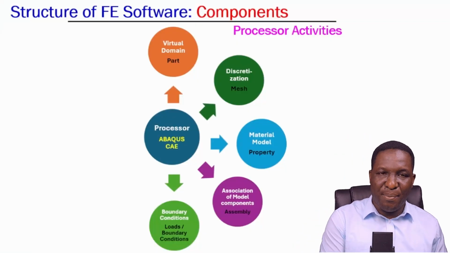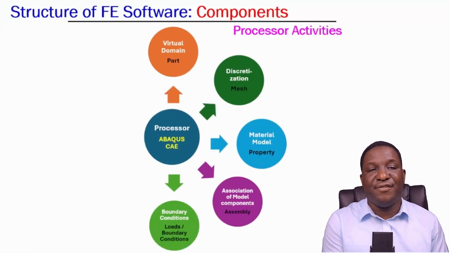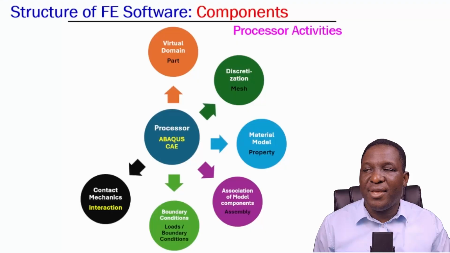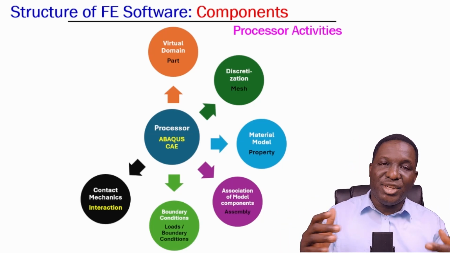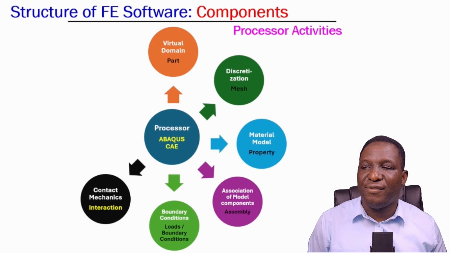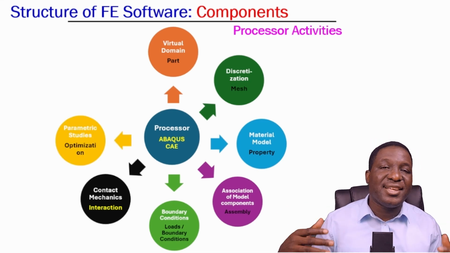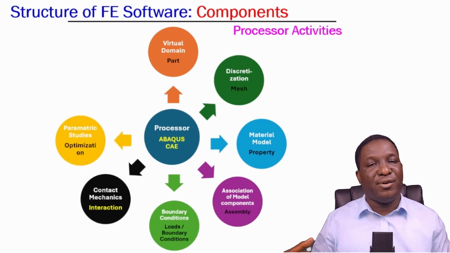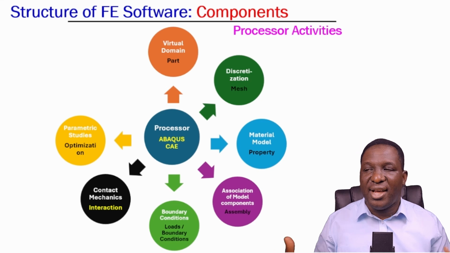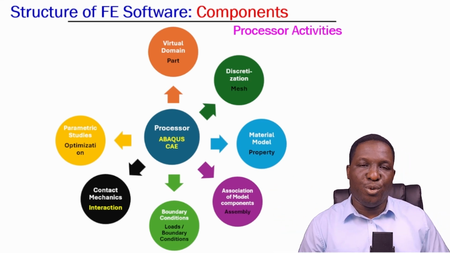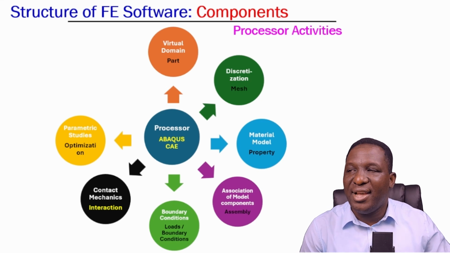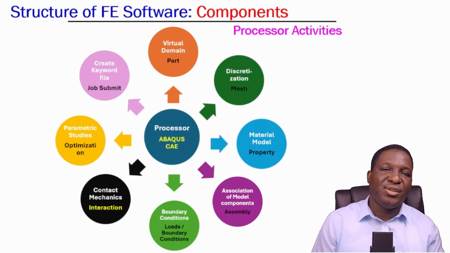Then we've also got the boundary conditions associated with the FE solution. Every FE solver is essentially a solution of a boundary condition problem. Then there's also a contact mechanism. Some kinds of simulation will involve contacts, which need to be within the FE solver. Parametric studies can be carried out by, again, a module within Abacus called the optimization module. And so that optimizes the kind of solution you're generating in order to improve the sort of outcome that you want. And then the creating of the keyword file.